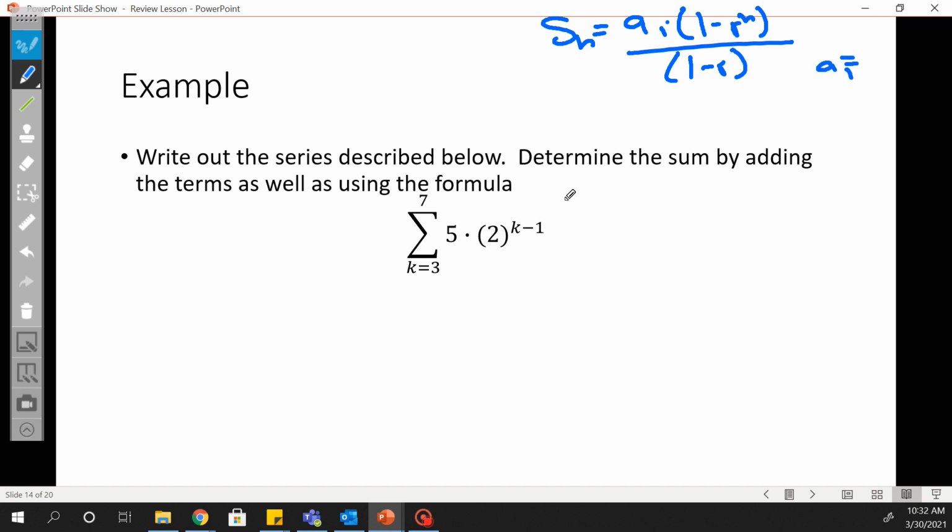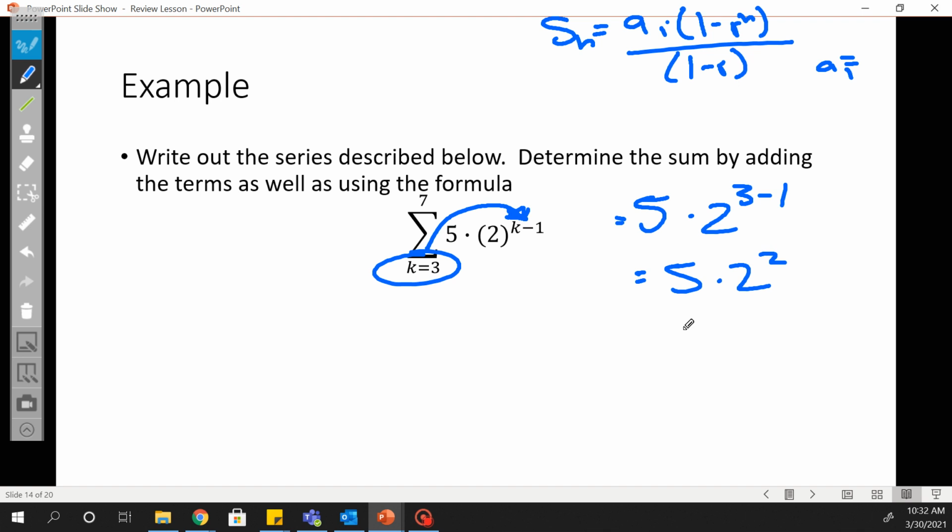a1, well, it's actually a3 because it's the third term. So, I mean, it says a1, but it's actually the third term. So we'll plug in 3 to figure out what this third term is. That's 5 times 2 to the 3 minus 1. That's 5 times 2 squared, which is 5 times 4, which is 20. So the first term, which is technically the third term, is 20.